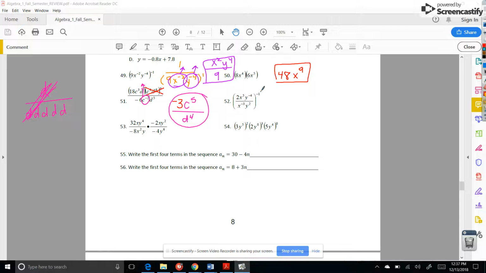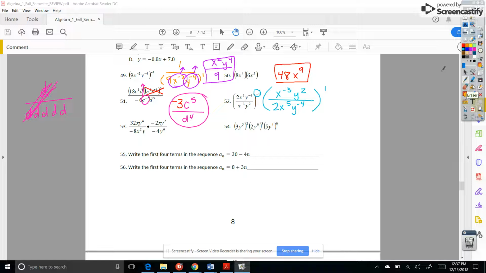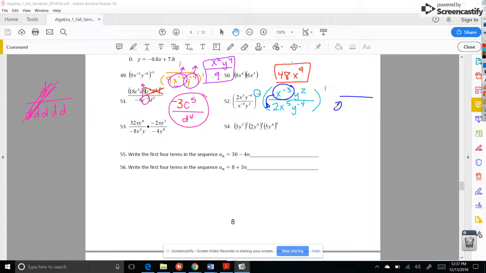This whole entire thing is to the negative 1 power. So the entire fraction is going to flip. So 2x to the fifth, y to the negative fourth, x to the negative third, y squared. So that makes all of this go to the first power positive. Now I'm going to do my switching. So x to the negative 3 is going to move down to the denominator and join with the x to the fifth. And y to the negative 4 is going to come up to the numerator and join with the y to the second, multiplying the bases, which means I add the exponents.